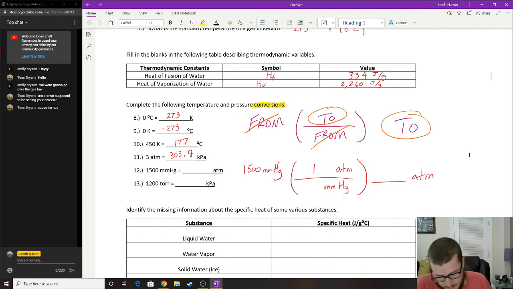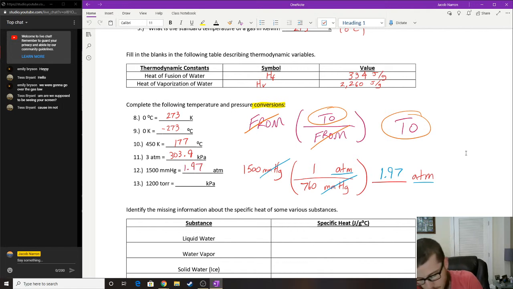Excuse me. 1 atmosphere is equal to 760 millimeters of mercury. Once again, we can see that when we do this, millimeters of mercury cancels, and atmospheres is what I'm left with, so it works out. Technically, what you want to do in the calculator is 1500 times 1, obviously that's still 1500, then you divide by 760. When we do that, I get a value of 1.97 atm. I'm going to go ahead and just write that over here.